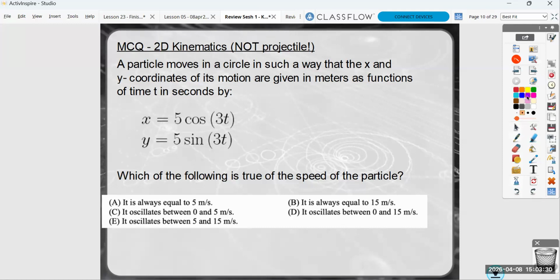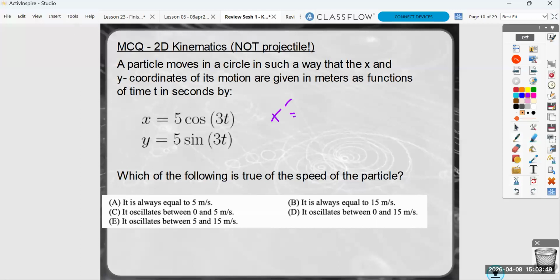This is a thing we do in multi. It's a thing we do in BC. I know with parametrics, if I've got the x position and y position, how could I find the speed? Yeah, take the derivative of both and use the Pythagorean theorem.